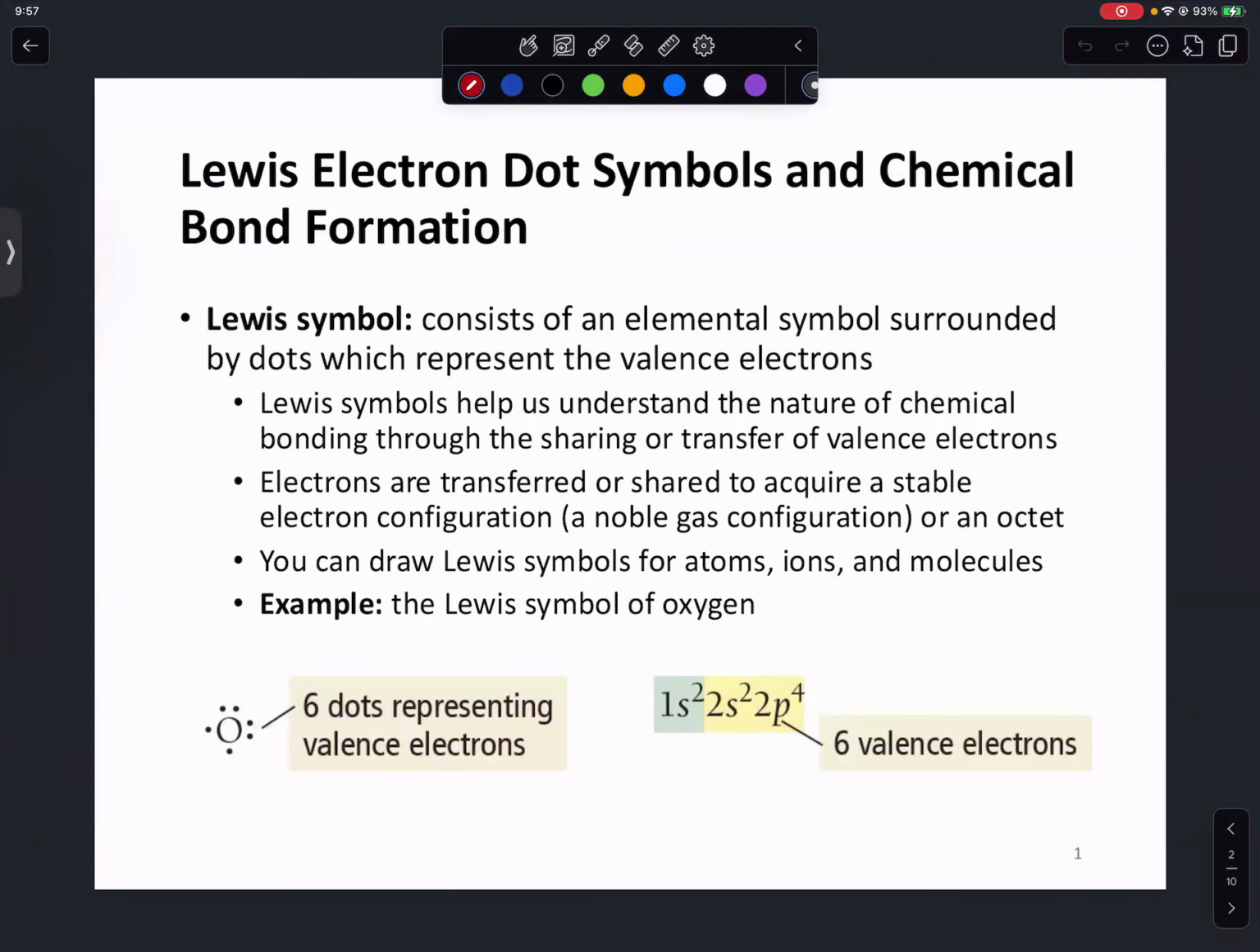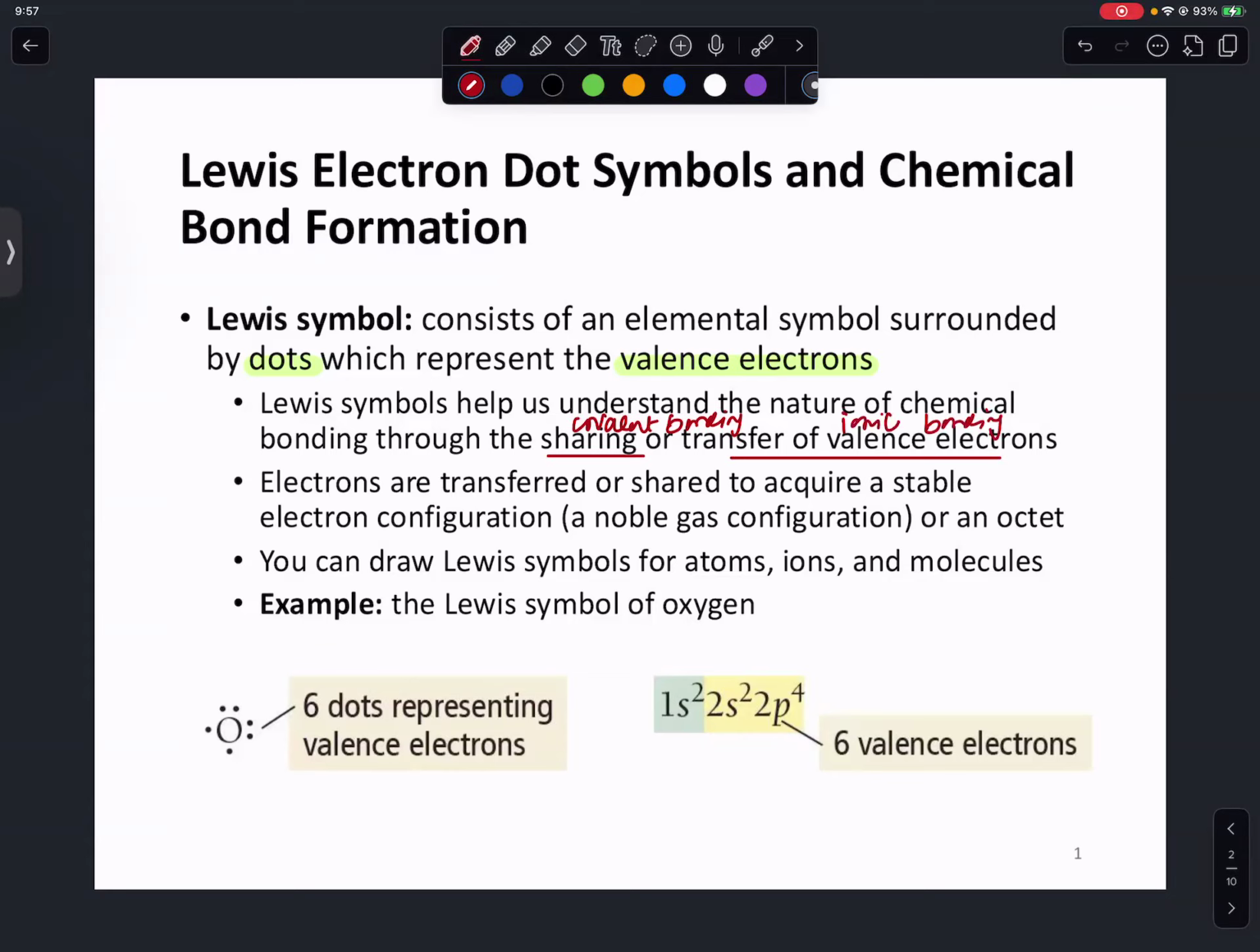A Lewis symbol consists of the symbol of an element surrounded by dots, as implied by the name, and these dots simply represent the valence electrons. As I said before, Lewis symbols help us understand the nature of bonding through either sharing, by which I mean covalent bonding, or transfer of valence electrons, by which I mean ionic bonding.